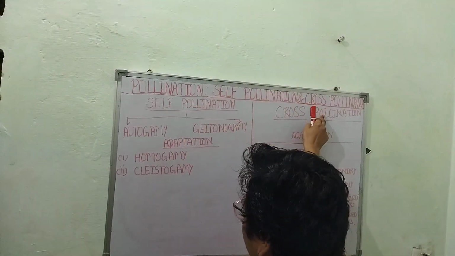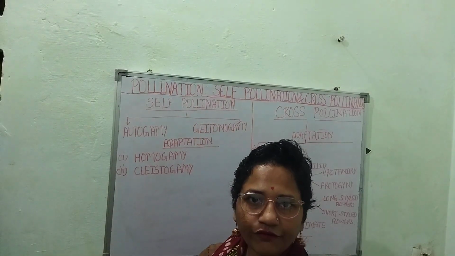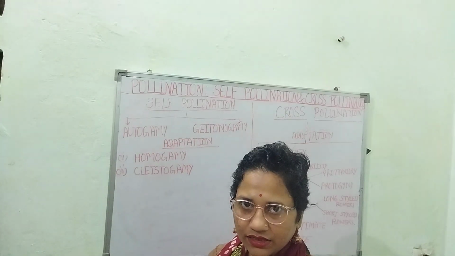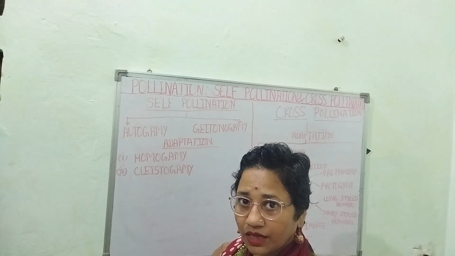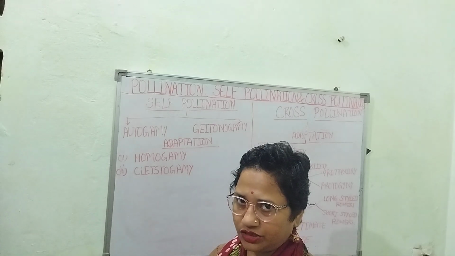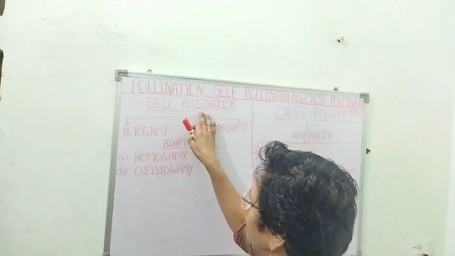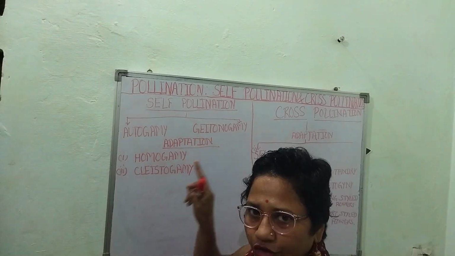Self-pollination means the transfer of pollen grains from anthers to the stigma of the same flower or the flower of the same plant. This is called self-pollination. And self-pollination is of two types: autogamy and deuterogamy.